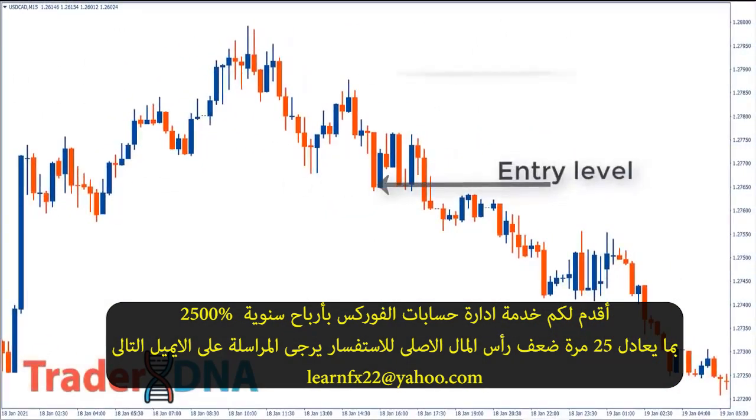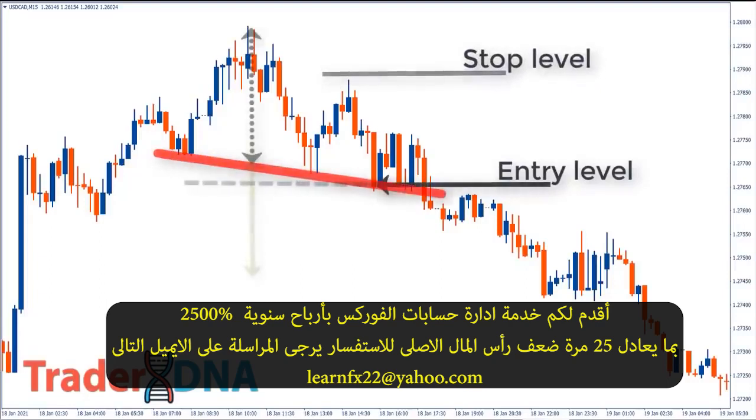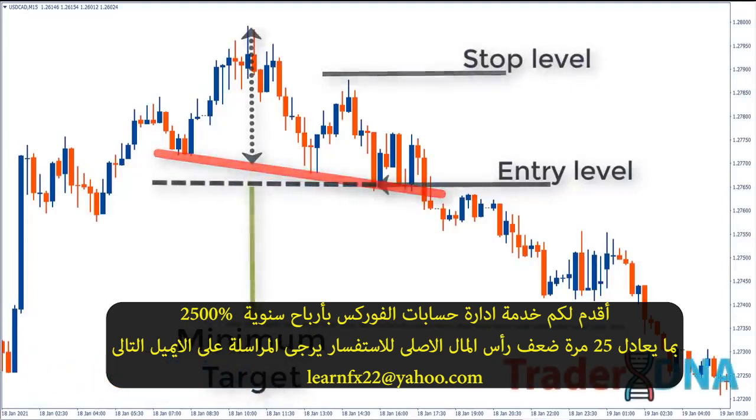Entry levels, stop levels, and price targets make the formation easy to implement as the chart pattern provides important and easily visible levels. The head and shoulders pattern is believed to be one of the most reliable trend reversal patterns.